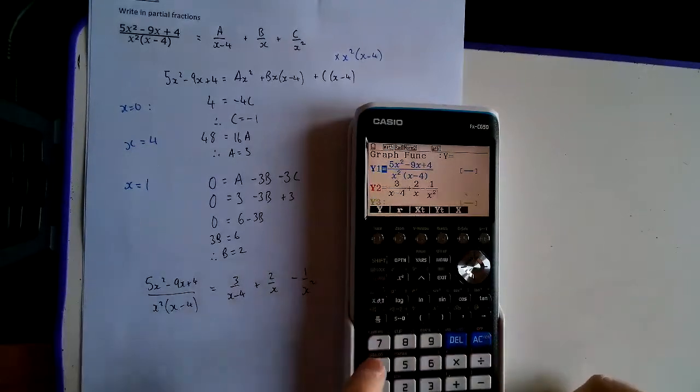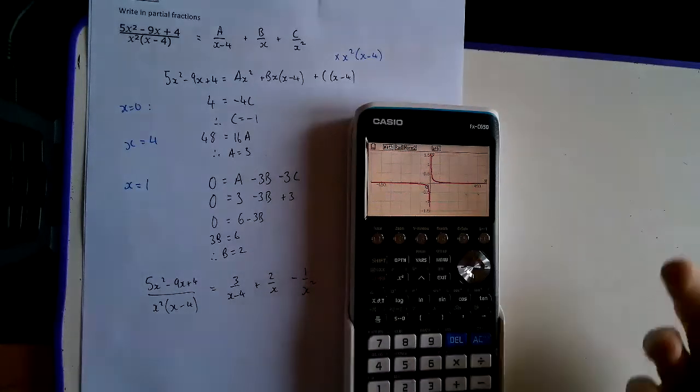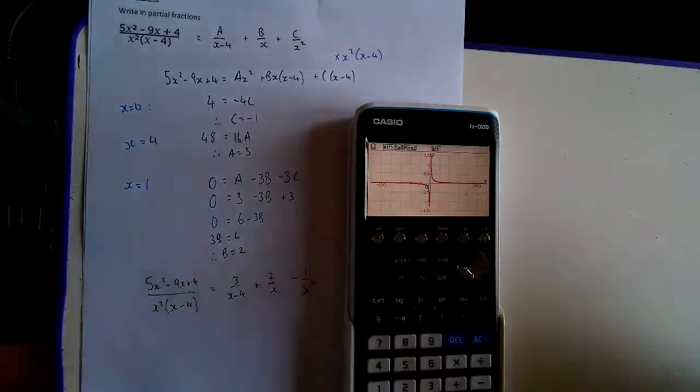over x squared. Draw that, and the two graphs should be identical. There we go. You see that? The blue and the red is the same graph. Good.